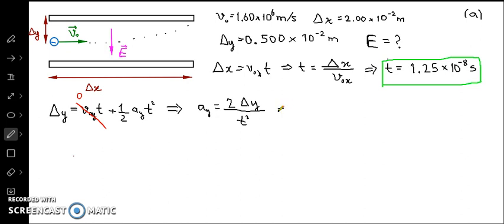Again, if you plug in the numbers, here's what you get for the acceleration: 6.40 times 10 to the 13 meters per second squared. That's a pretty large acceleration, 10 to the 13 meters per second squared.